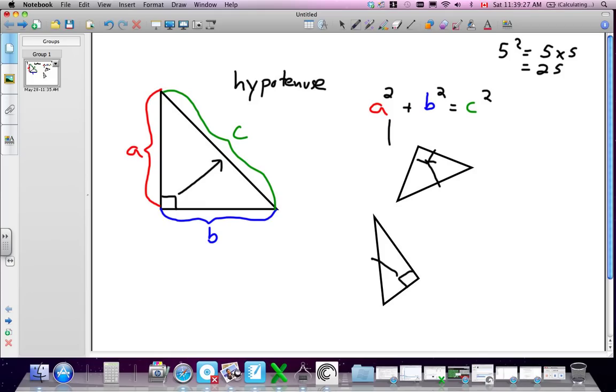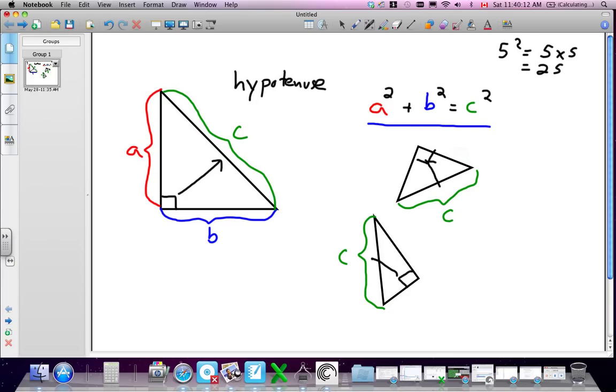What's important, if we have this a squared plus b squared equals c squared, the a and the b aren't very important. What side I put, it doesn't matter. But c always has to be the hypotenuse, okay? So that's going to be our side C. I could call this A and this B, or this B and this A. It doesn't really matter, but the C is very important. The C has to be the hypotenuse in order for this formula to work, okay?